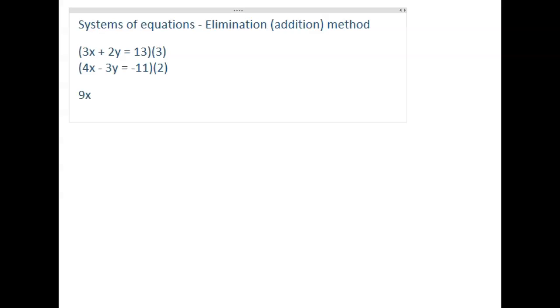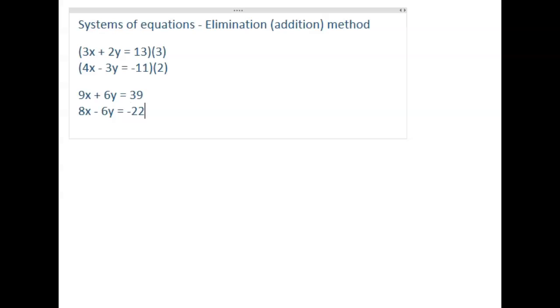So here we go with the multiplication. 3x times 3. I am going to multiply every single term in each equation by that number that I picked. There's my plus 6y, which I knew was coming, equals 13 times 3 is 39. Do make sure you multiply the constant too. For whatever reason, if something gets left out of the multiplication, it's the constant. We've got to multiply every term in the equation in order for the solution to come out the same. Now I have 2 times 4x is 8x minus 2 times negative 3y, minus 6y. We knew that. We planned it that way. And equals negative 11 times 2 is negative 22.